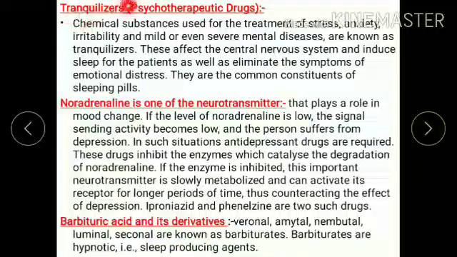I told you about the tranquilizer. Tranquilizer medicines are used as sleeping agents and for anxiety, stress, and mental disease. At this time, we use medicines that provide sleep. So barbituric acid derivatives are very important medicines.